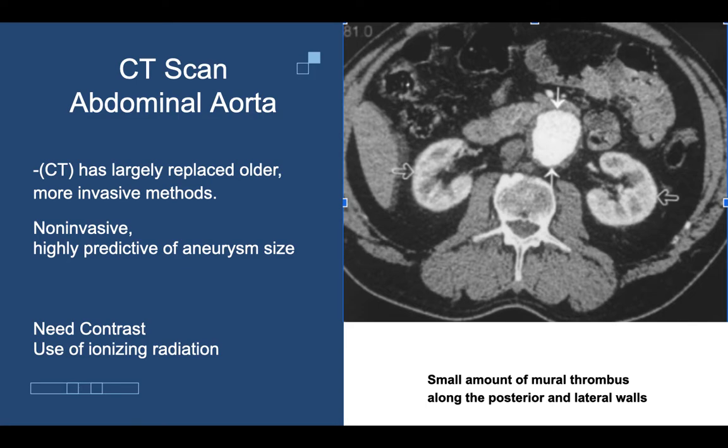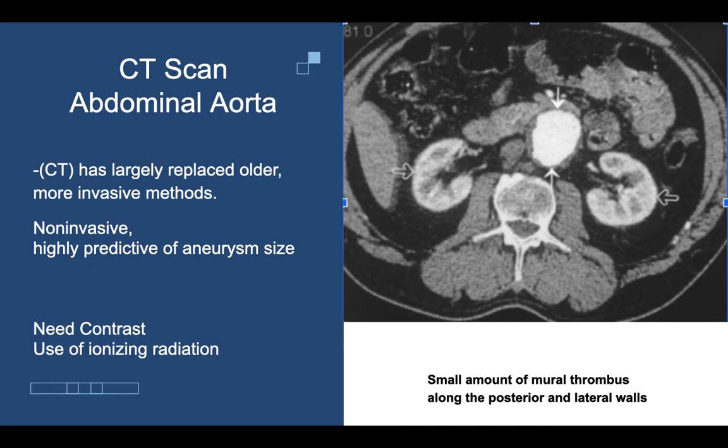So here on the picture on the right, we do see a CT scan of the abdominal aorta, and it is at the level of the kidneys. You can see very clearly the kidneys on both sides, and you can see that clear picture of that vertebra. Remember, CT scans are very good for visualizing bone. So you do see that beautiful outline of the vertebra. And here in the middle, you do see that aneurysm within the white lines.